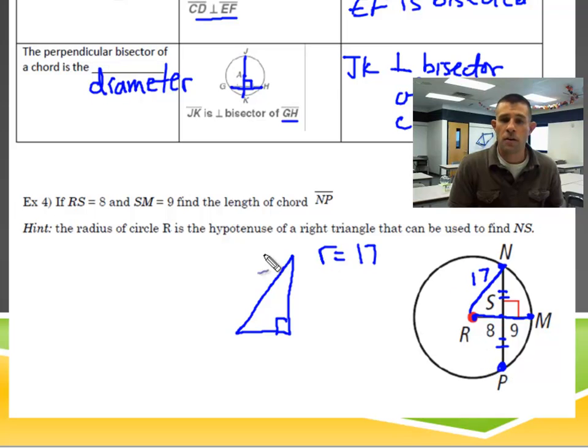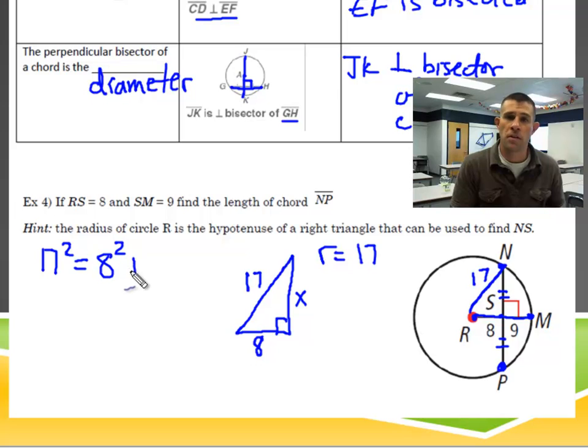And I've created this right triangle in which I know this leg of my right triangle is 8. And I know that I want to find this leg of my right triangle. And I know the hypotenuse is 17. So anytime I have 2 out of my 3 sides of my right triangle, I'm going to use the Pythagorean theorem to set it up and solve for the missing leg.